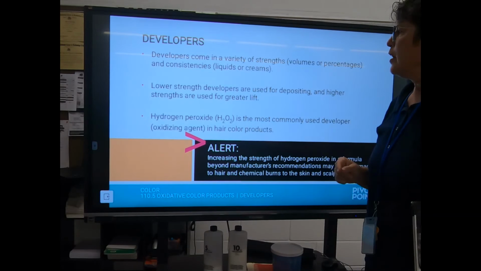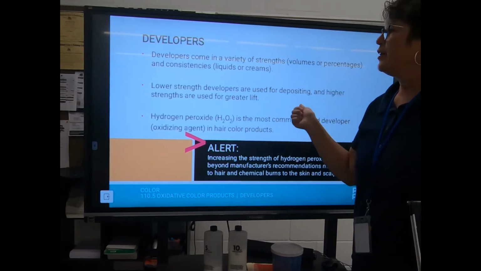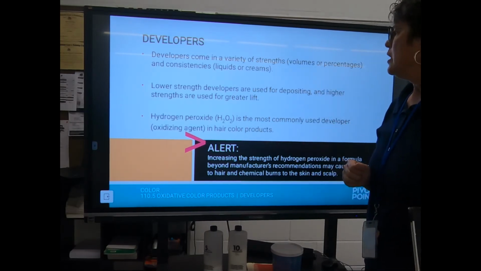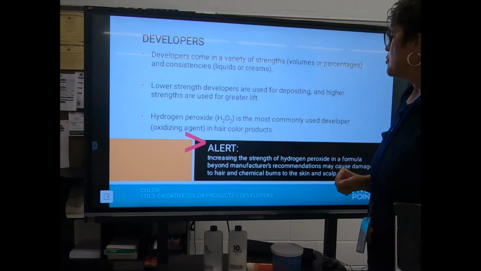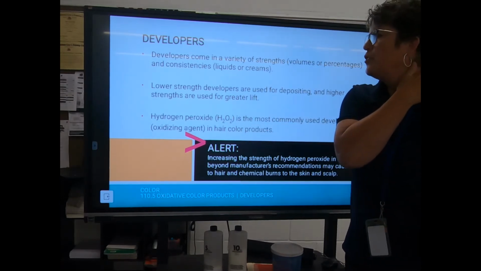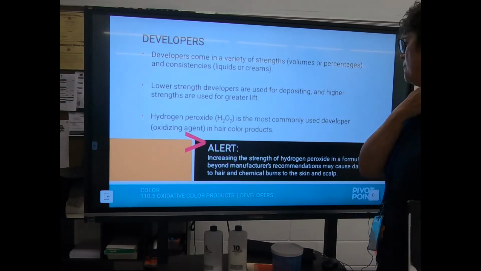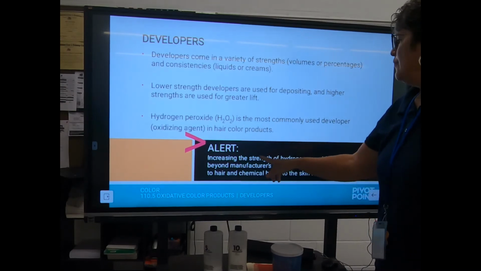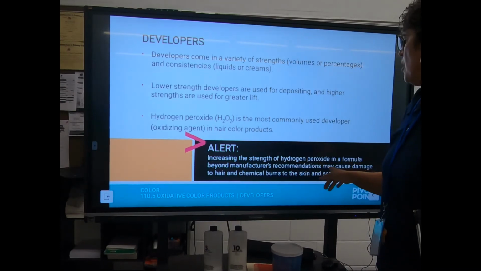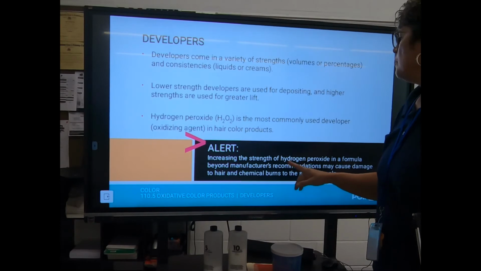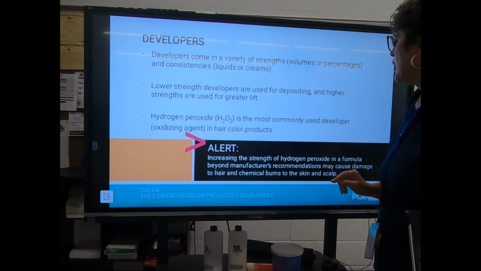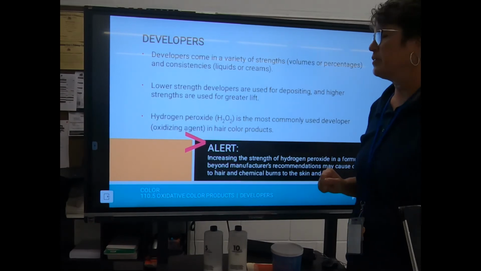Lower strength developers are used for depositing. Higher strengths are used for greater lift. H2O2, hydrogen peroxide, is the most commonly used developer. Okay? It says if you increase the strength of hydrogen peroxide in a formula beyond manufacturer's recommendations, it may cause damage to hair and chemical burns to the skin and scalp.